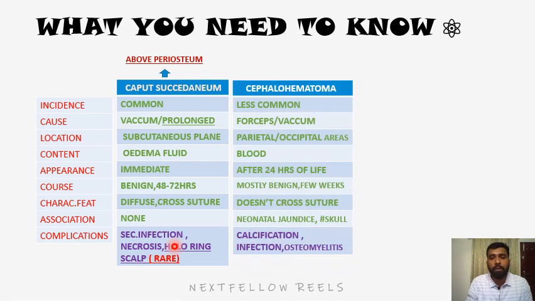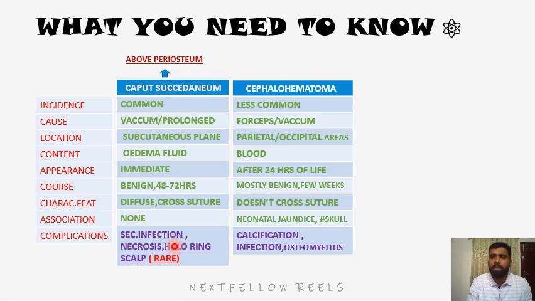Next is cephalohematoma, which is less common, and it happens after a forceps or vacuum delivery. It is seen over the occipito-parietal areas of the baby, and the content is blood. It is seen only after 24 hours of life, and it is mostly benign in nature. It can persist for 3 to 4 weeks or even up to 6 weeks, and then resolves on its own. It does not cross the suture lines. Okay, it has well defined margins. So that is a characteristic feature of cephalohematoma.